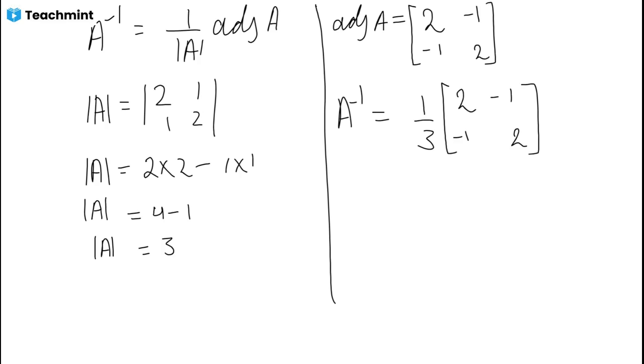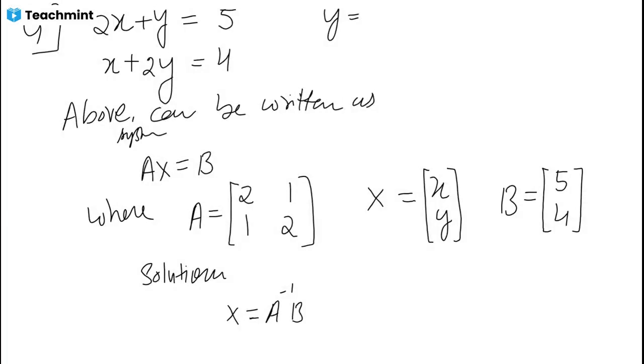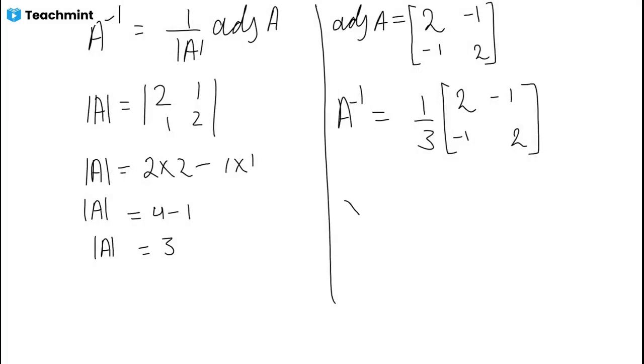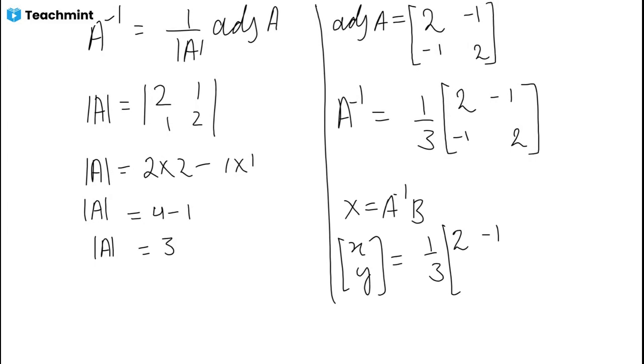Now we need to find the solution. We need to multiply A inverse into b. So X is equal to A inverse into b. X has the elements x and y. A inverse is 1 by 3 into 2, minus 1, minus 1, 2, and just multiply with b, and b has the elements 5 and 4. Let us do it on the next page.